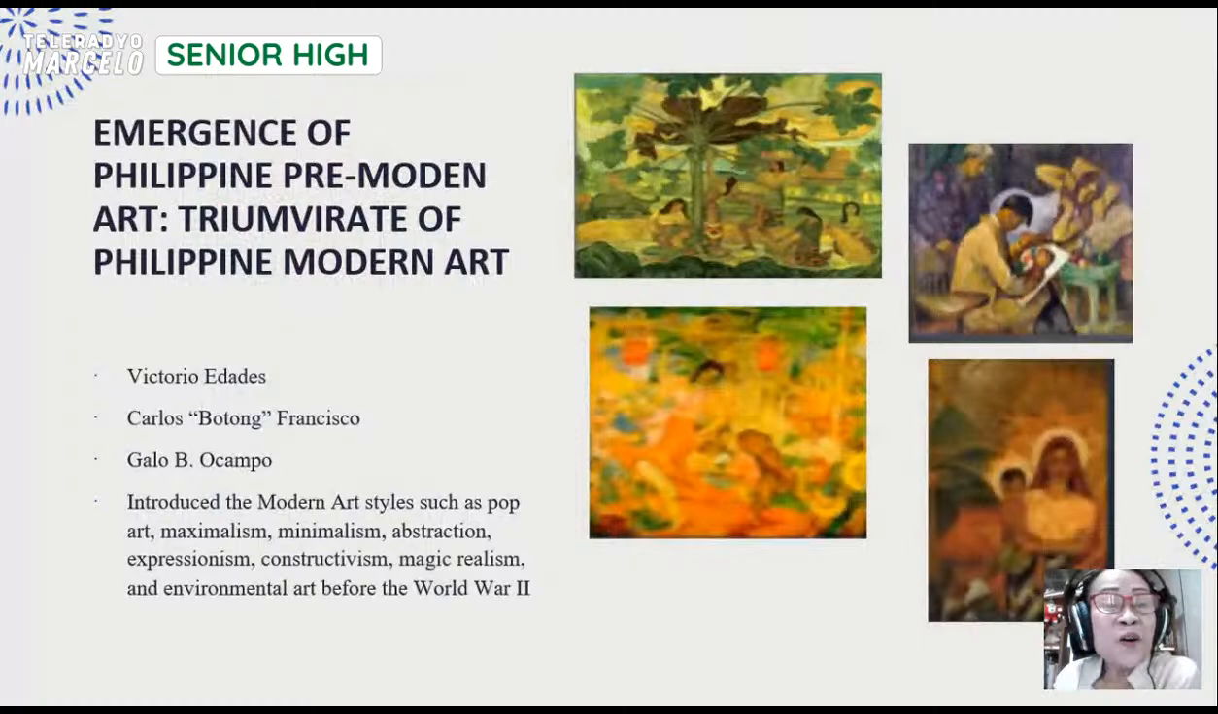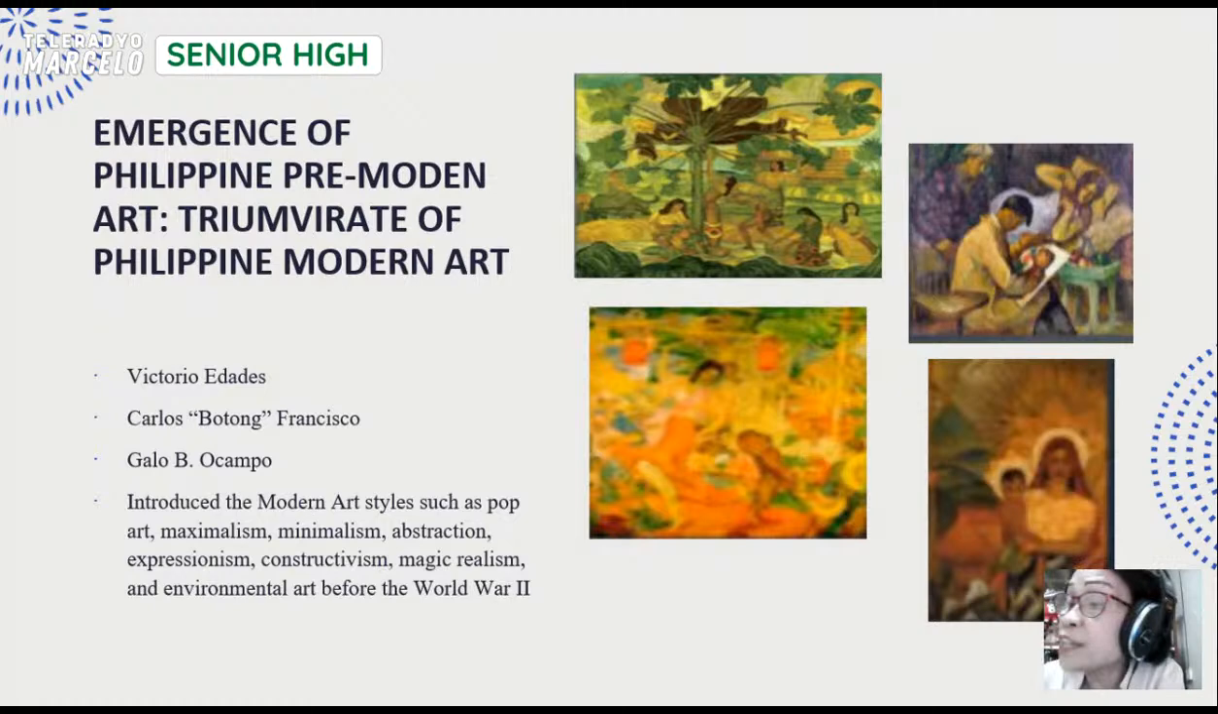And so, others, there is the emergence of Philippine pre-modern art, the triumvirate of Philippine modern art. We have Victorio Edades, Carlos Botong Francisco, Galo B. Ocampo. They introduced modern art styles, such as pop art. Pop art is a movement that emerged in the United Kingdom and United States of America in the 1950s.